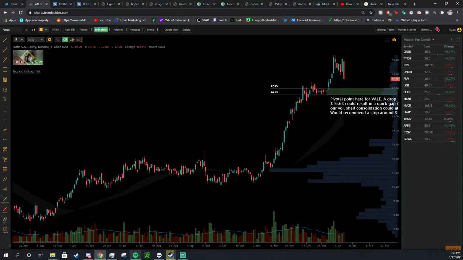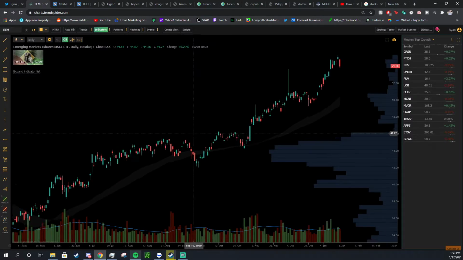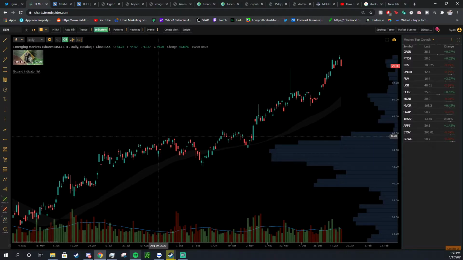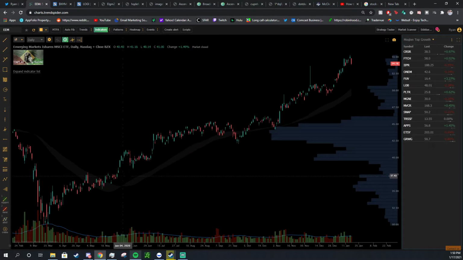Let's see. EEM. This is solid. I don't really like to trade choppy stocks like this. This is an ETF, but it's kind of techie. It's kind of choppy all the way through. I do like that this respects the 50-65 pretty well. Maybe the 200 MA would be better for this one.